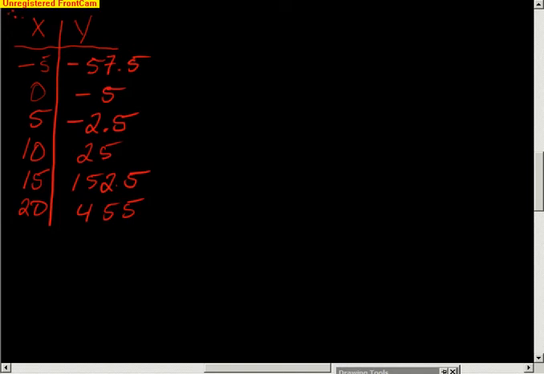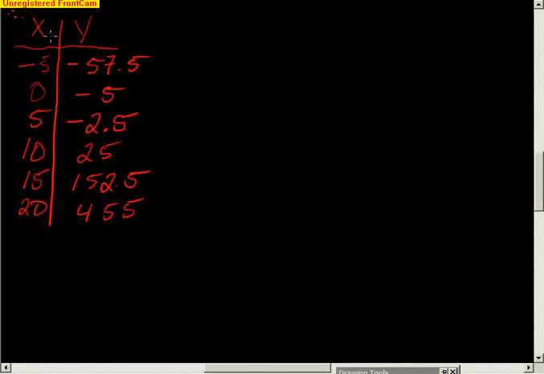Alright, I'm going to talk about the idea of using finite differences to find the degree of a polynomial function. So here I've got a polynomial function, and I've got some x and y coordinates on a table. Now, I want to know what kind of a function this is.